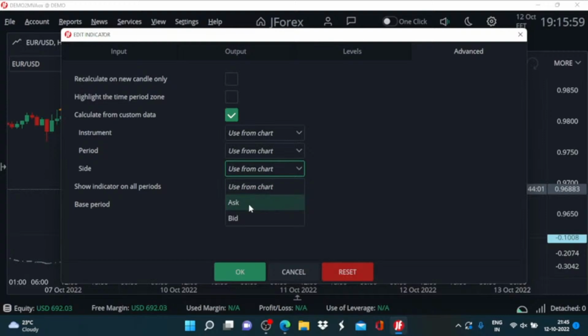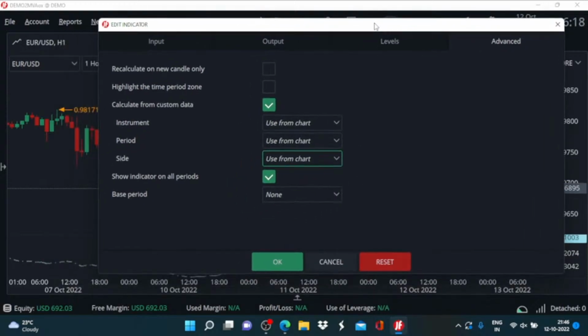The side can be ask or bid. There is going to be slight variance, not much. It is going to be only slightly different. The output is going to be slightly different when we use different types of price for the purpose of calculation. You can simply use it from the chart as well.